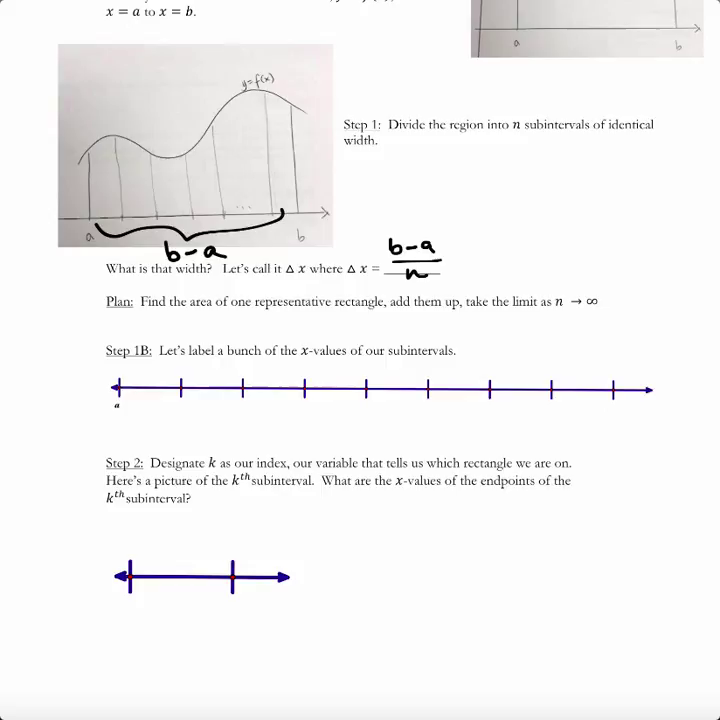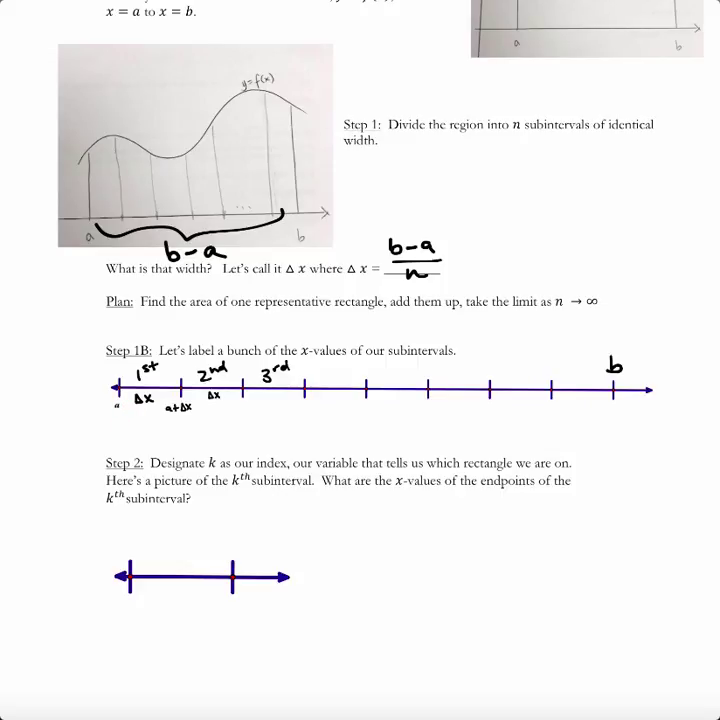So let's take a look at what the x values are going to be at each of our subintervals. Let's call this first one a, and let's call this last one out here b. Here are our different subintervals: our first subinterval, our second subinterval, our third subinterval, etc. We know that the width of each of these, delta x, is b minus a all over n. If this right here is delta x, then the x-coordinate at the end of our first subinterval is a plus delta x.